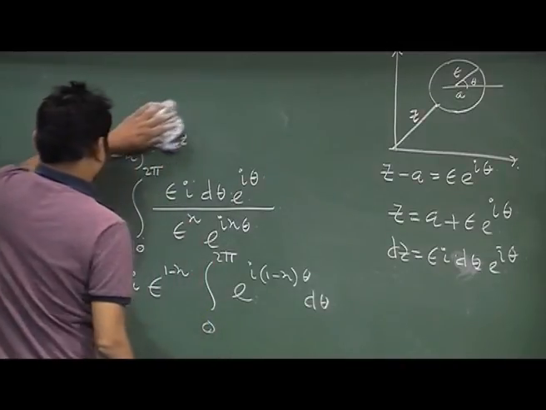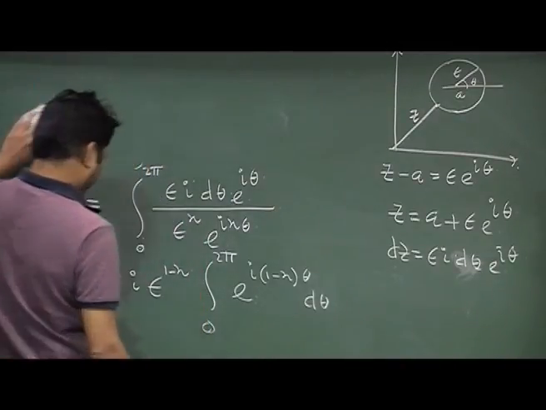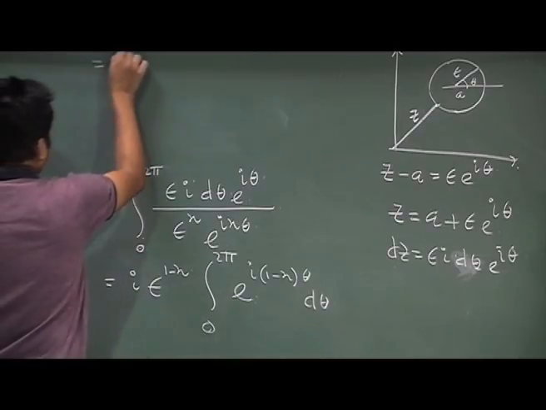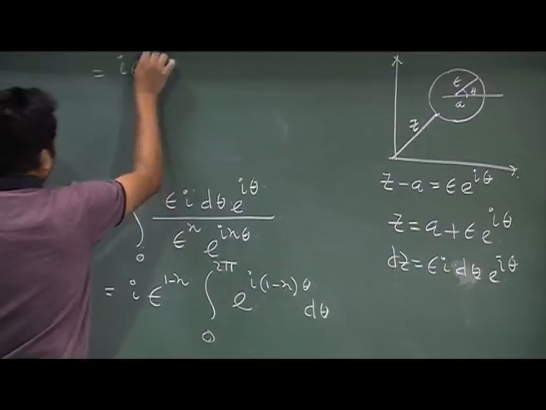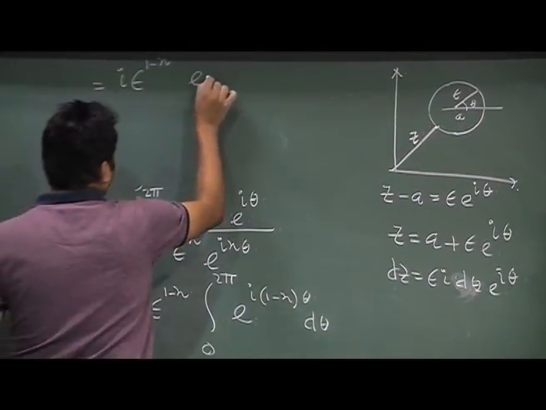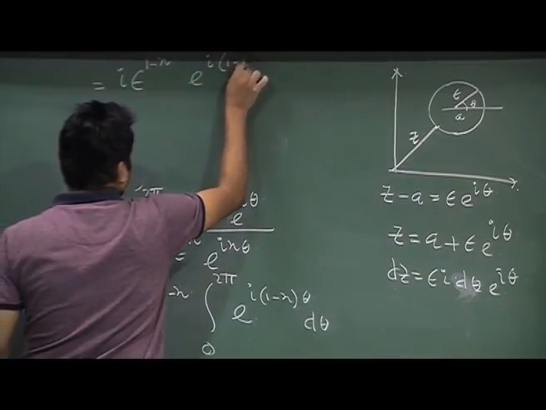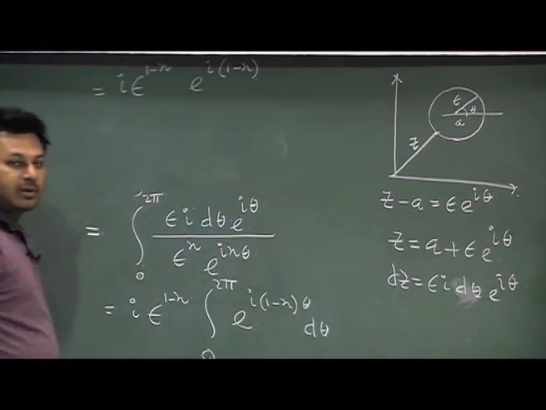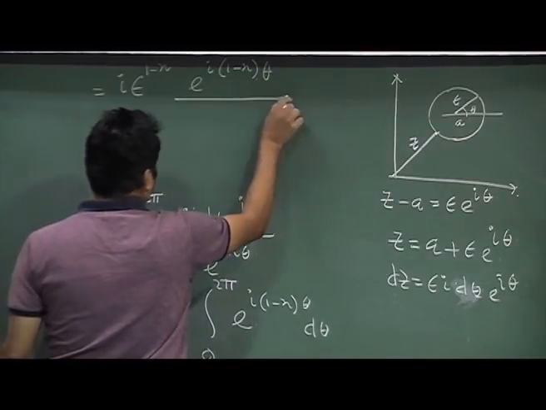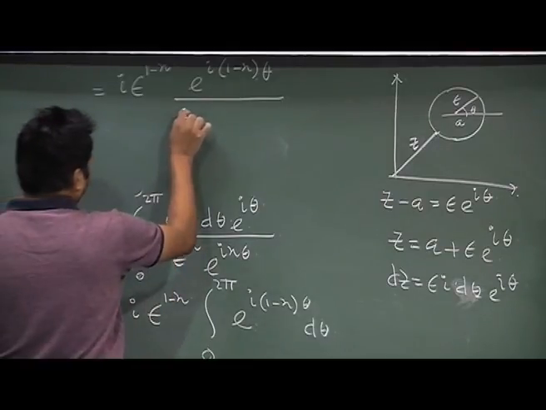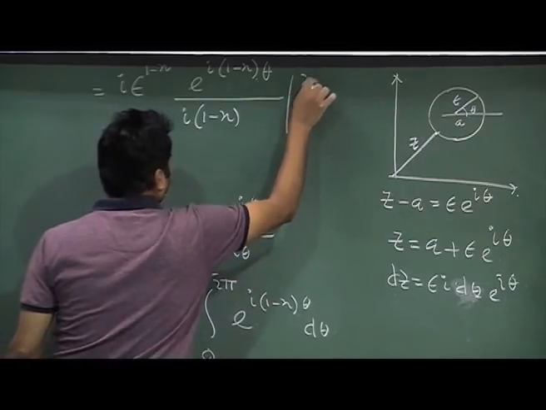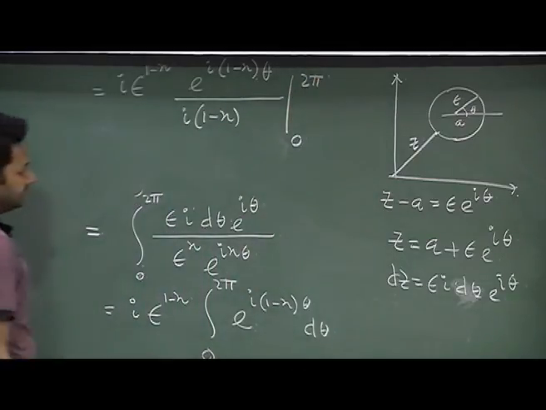Okay, so we are almost there. So, this quantity is i epsilon^(1-n), and this quantity is e^(i(1-n)θ) divided by i(1-n), with a limit 0 to 2 pi, n is an integer.